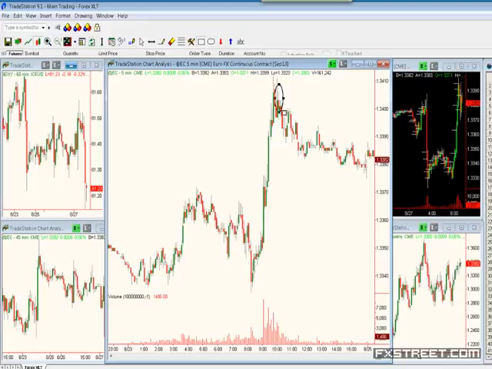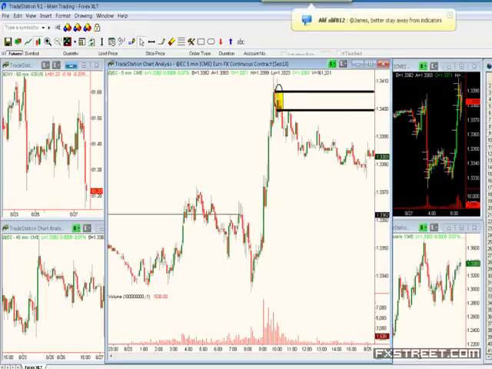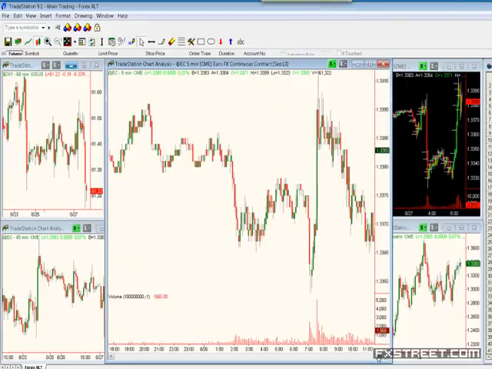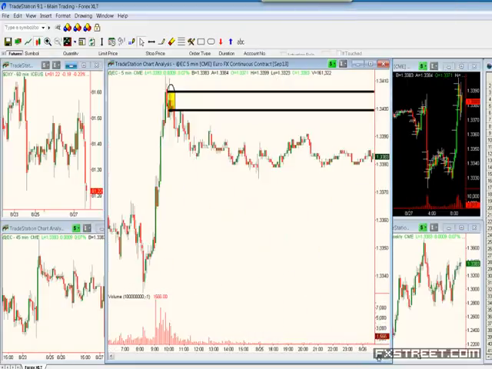But that area right there, we have seen one pullback. Let's see if that's it. And we see that first pullback. Price barely came back, barely went into the level. Scrolling back to make sure it's fresh. It is.